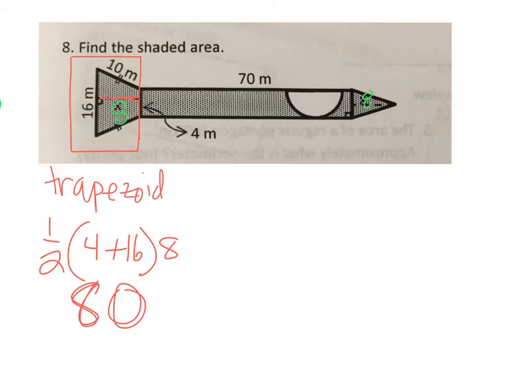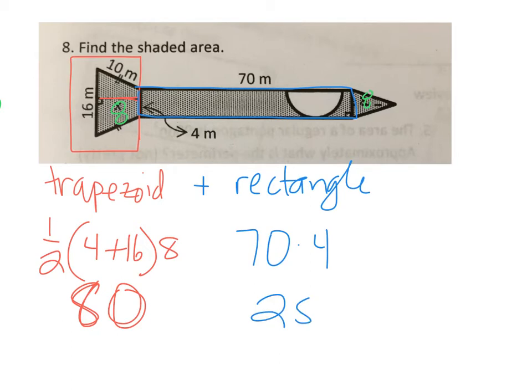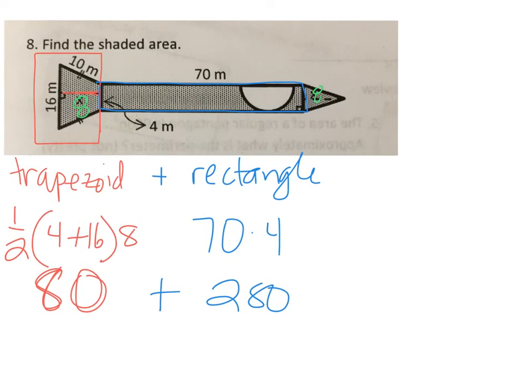Now let's move over and do our rectangle. So here is our rectangle that has a side of 70 and a side of 4. So 70 times 4 is 280 for our rectangle. Pretty simple. Now let's do the triangle.